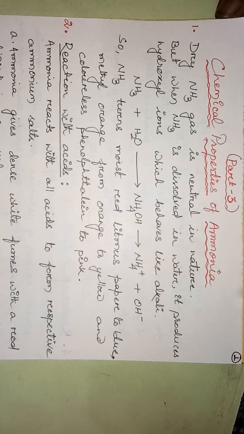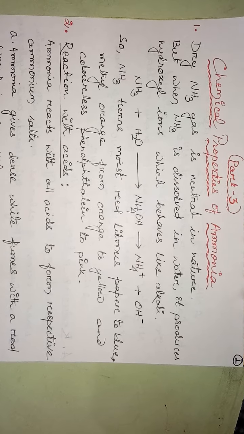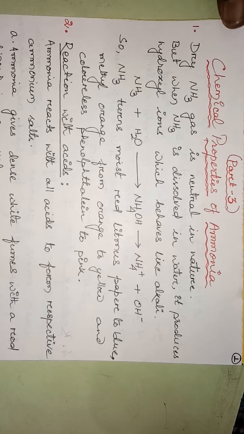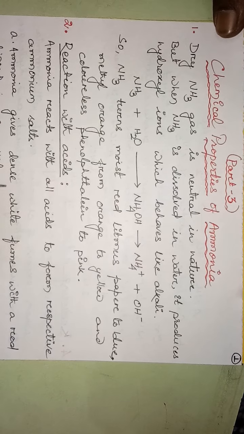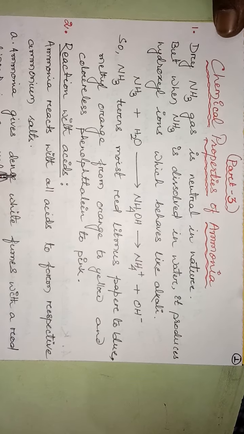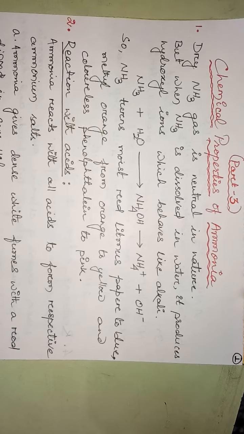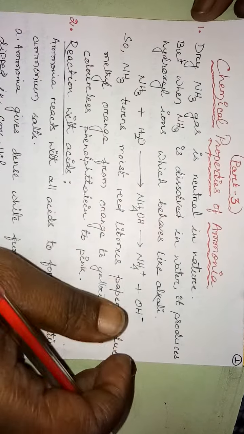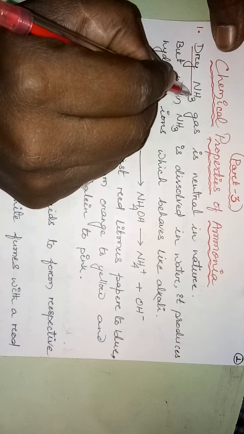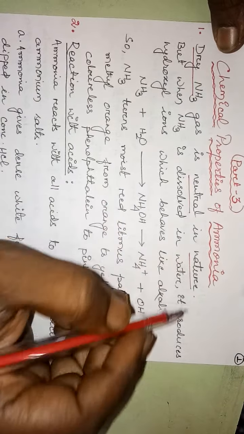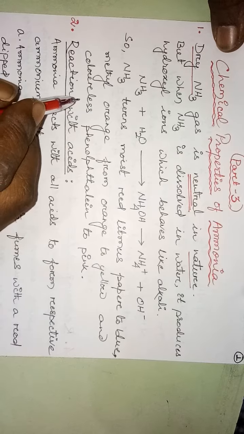Today we will discuss the chemical properties of ammonia. Before this, we already discussed the method of preparation and the industrial preparation of ammonia, that is Haber's process. Today we will discuss the chemical properties of ammonia. As you know, dry ammonia gas is neutral in nature. It is most important: dry ammonia gas is neutral in nature.